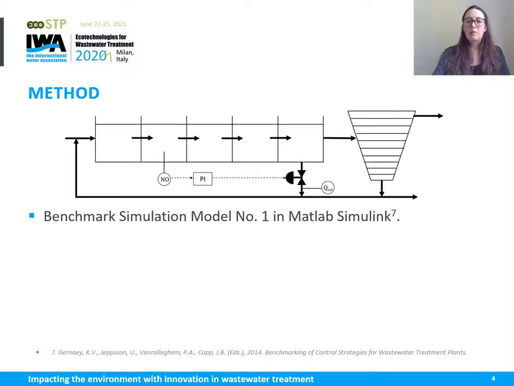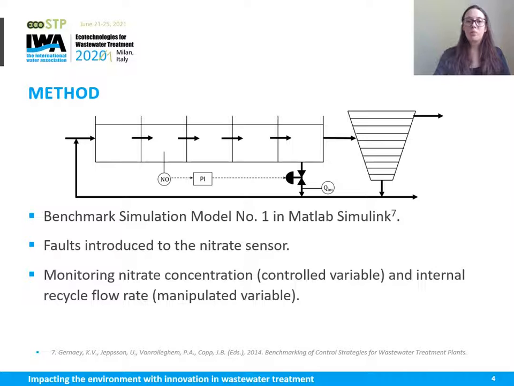We used the MATLAB Simulink implementation of the benchmark simulation model number 1 and introduced sensor faults to the nitrate sensor in the second tank. This sensor is used in the nitrate control loop, where the internal recycle flow rate is the manipulated variable. Part of the motivation of this was to have both a manipulated and a controlled variable available for monitoring.